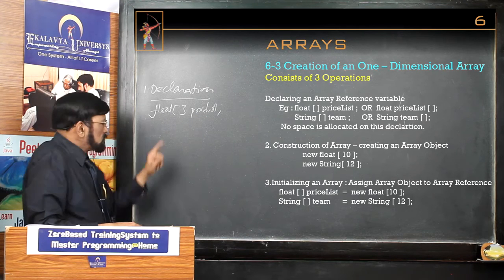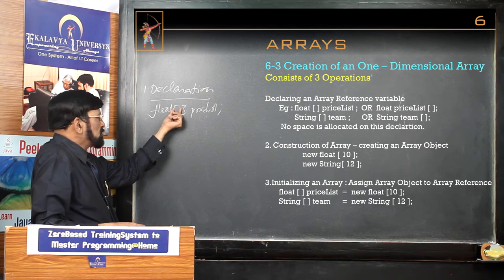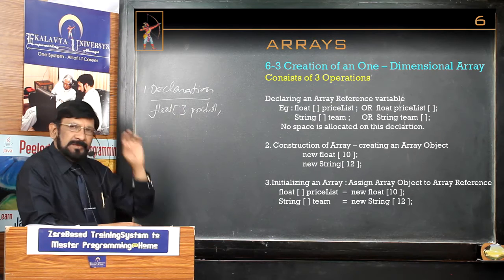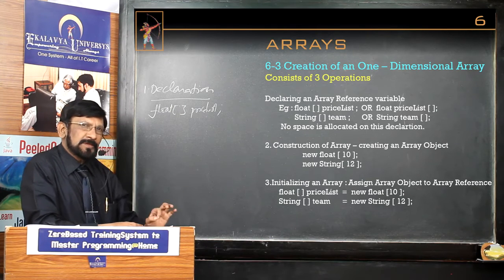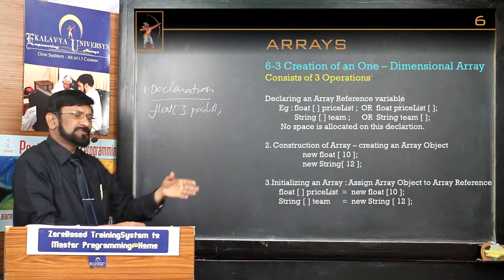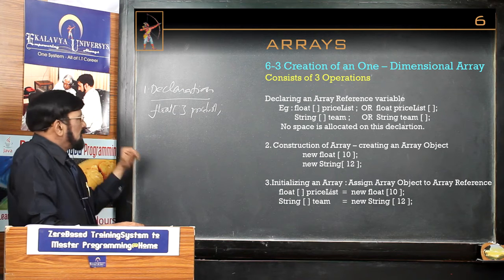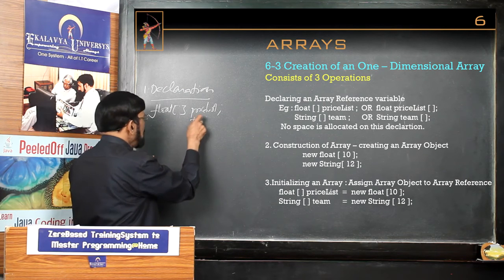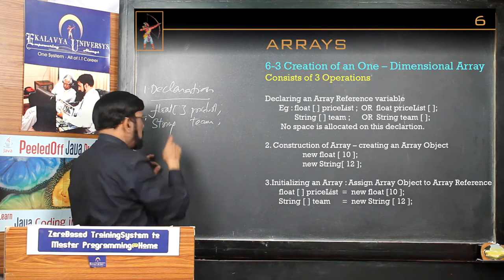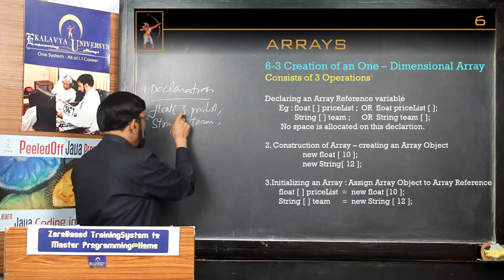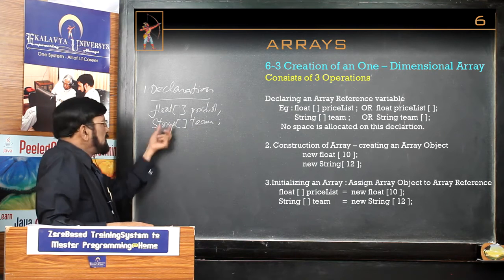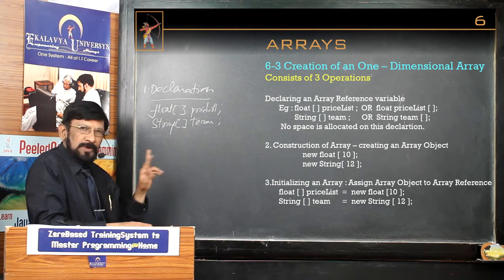Actually, Java allows to place this square bracket either here or here. But placing this here is the right way. It rightly represents that pricelist is nothing but the identifier of the reference variable. What is its type? Float array. You can mention like that. Now you see team. In team, persons are there, their names are there. So team, what is the type? String array. That's why always you place it here.